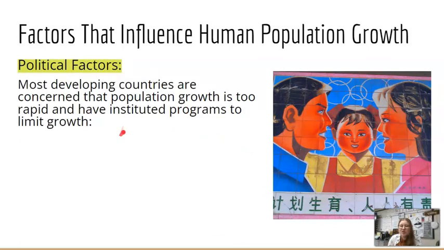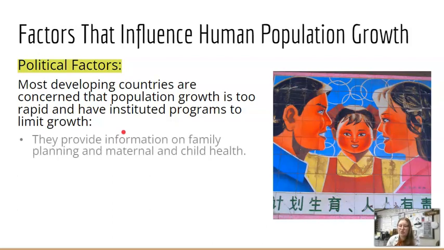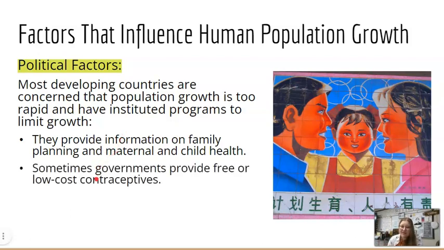Most developing countries are concerned that the population growth is too rapid, and they have instituted programs to limit growth. They provide information on family planning and maternal and child health. The more access women have to birth control, the less likely they're going to have a ton of babies. Sometimes governments provide free or low-cost contraceptives.